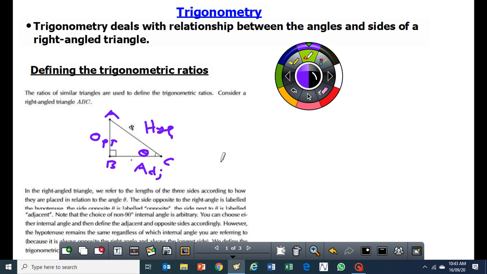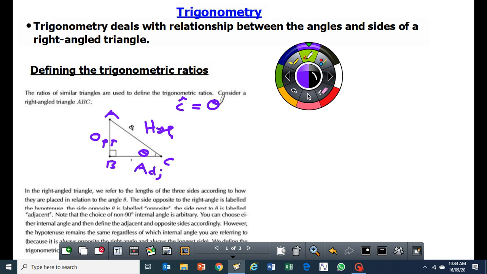on the reference angle. And the adjacent side also depends on the reference angle. So in this case, if this theta is your reference angle, remember I told you that the Greek letter theta is used to represent the value of an angle. This theta will be equal to angle C. So angle C is equal to theta. Later we can also put x here, but generally for trigonometry, you need to get used to Greek letters.